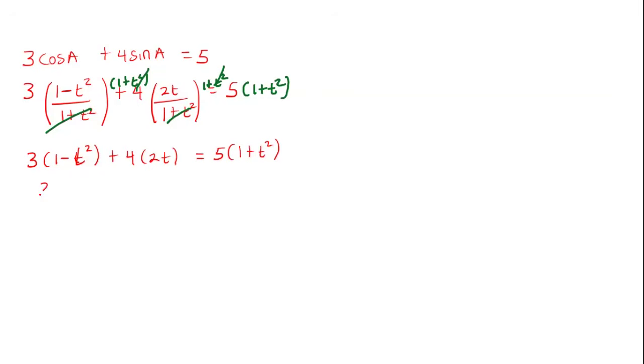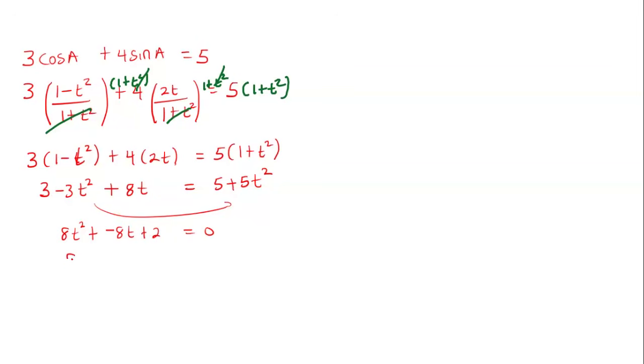So when you open up, you'll have 3 minus 3t squared plus 4 times 2, which is 8t, is equal to 5 plus 5t squared. So you collect like terms. I can take the 3 this side, the 8 this side, everything this side. It is very okay. When I take the 3 this side, this is negative; once it crosses, it becomes positive. So I have 8t squared, plus, I take the 8 the other side, it becomes negative 8. I take the 3 the other side, it becomes a 2 equals 0. So I'll have 8t squared minus 8t plus 2 equals 0.